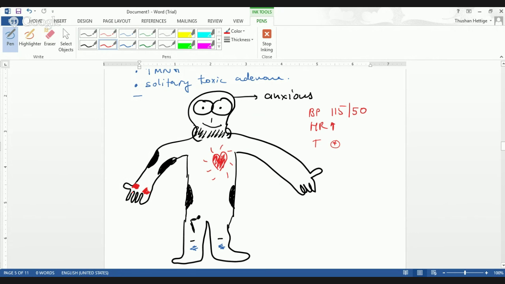So onycholysis, clubbing, palmar erythema, and sweaty hands and fine tremor. Brilliant. What am I trying to depict here? I'm not sure whether you're trying to say proximal muscle weakness, like in proximal myopathy. Good. Yeah, proximal myopathy. That's what I'm trying to depict here. Okay. What about the eyes? Now the eyes are pretty obvious.